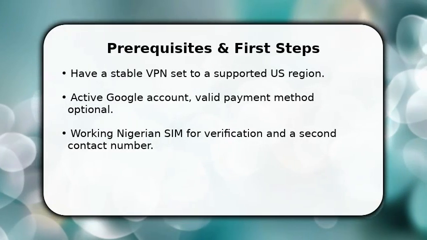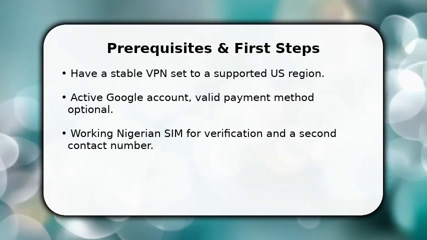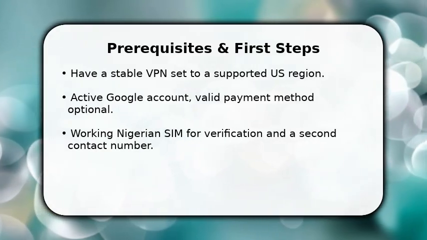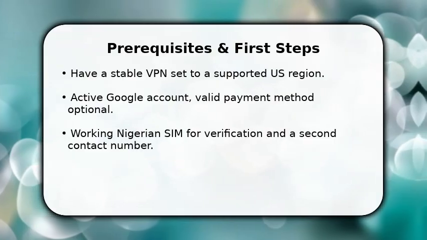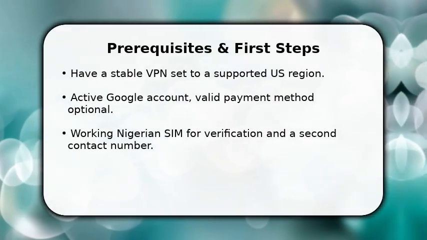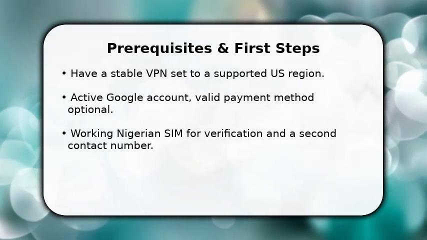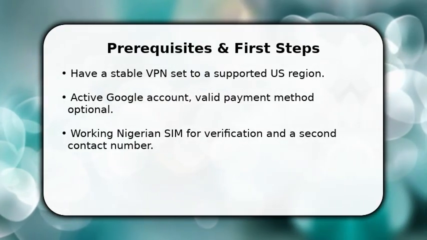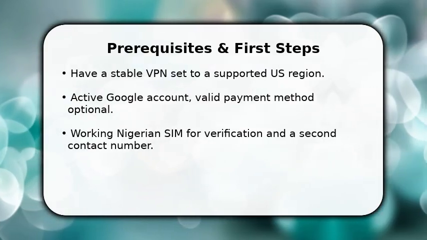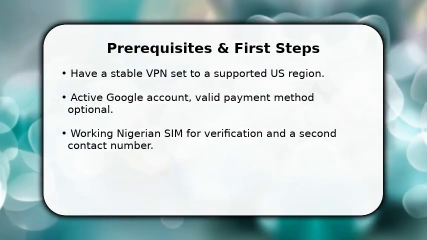You start by preparing essentials. Enable a reliable VPN and choose a US location because Google Voice requires a US IP to register. Make sure your Google account is signed in and your Nigerian SIM is ready for SMS or call verification. You may need a second number for recovery.